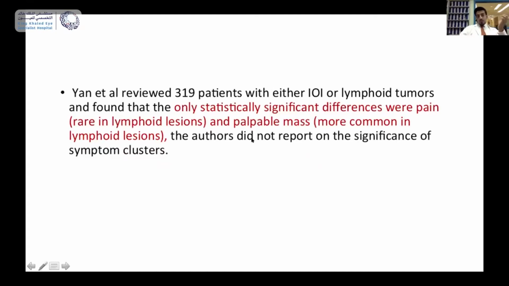Yan reviewed 319 patients with IOI or lymphoid tumor. IOI means idiopathic orbital inflammation. He found that the only statistically significant difference was that pain was rare in lymphoid lesions, and a palpable mass was more common in lymphoid lesions. He did not report on the significance of symptom clusters.